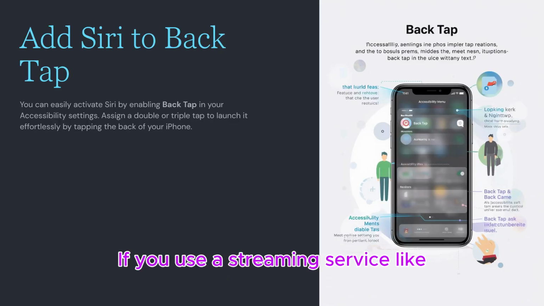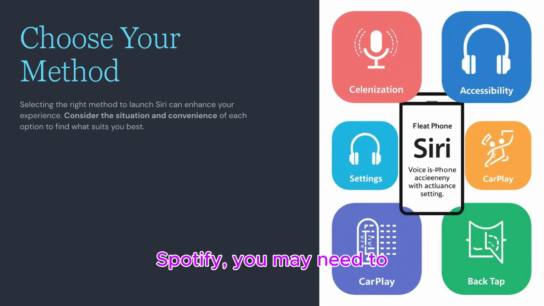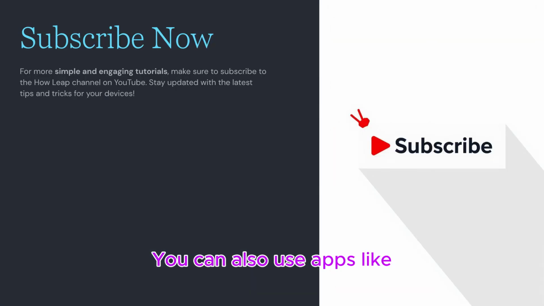If you use a streaming service like Spotify, you may need to download the song locally first, as most streaming apps don't allow direct use for alarms due to licensing. You can also use apps like MP3 Alarm Clock for more flexibility.